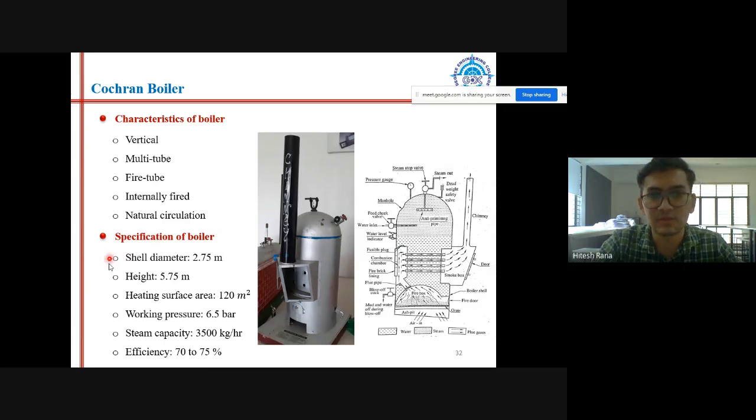And these are some of the specifications of the boiler. These are not important from the exam point of view. These are just for your knowledge. Typically, commonly, the shell diameter, the diameter of this shell, is 2.75 meters. Height is this much. These are the data for your reference only.